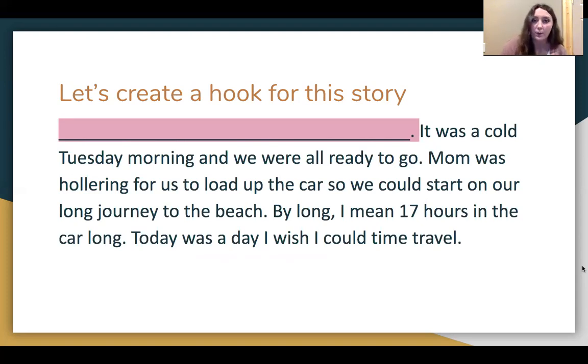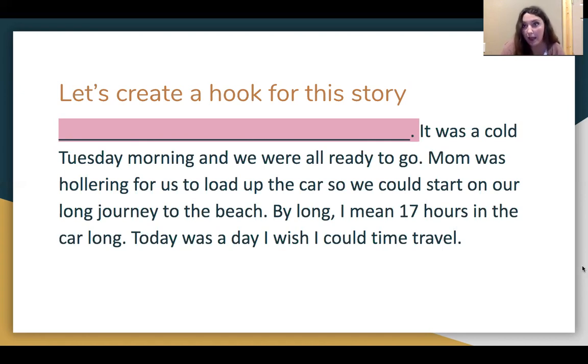So let's refresh our memory. What are the three types of hooks? Question, metaphor and simile, an interesting fact. Say those with me. Question, metaphor, simile, or interesting fact.